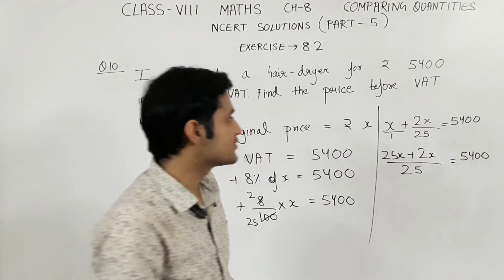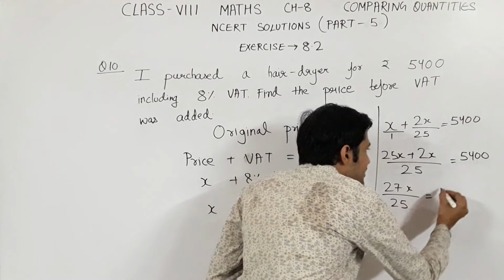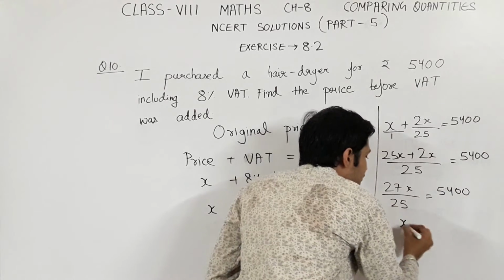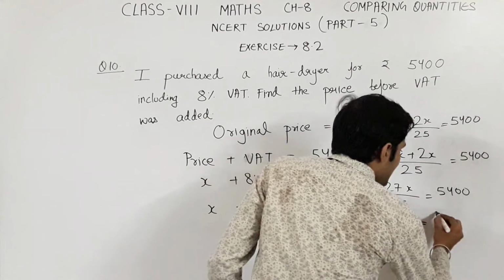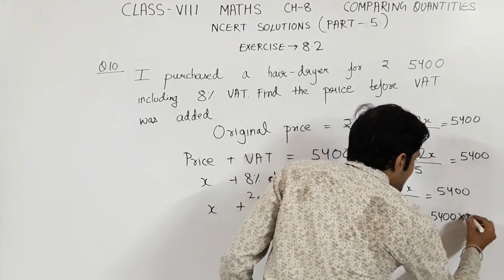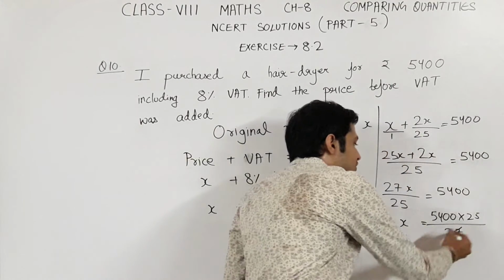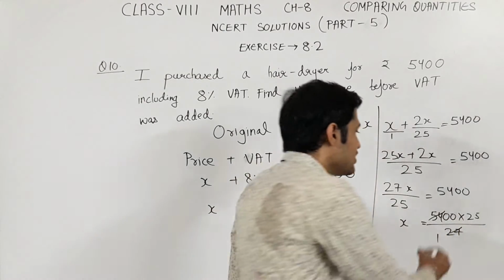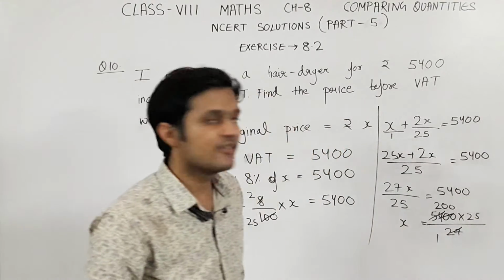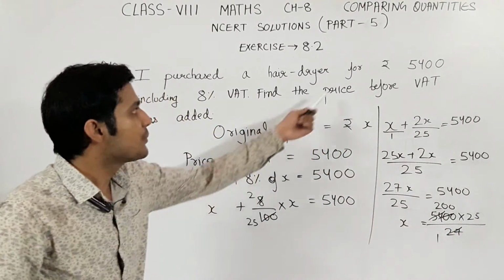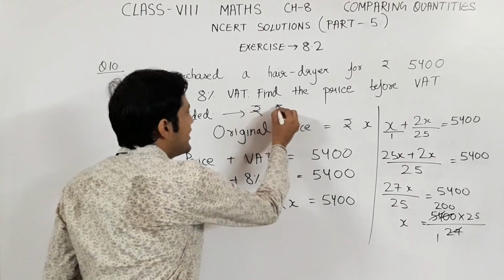So 25x plus 2x is 27x by 25 equals to 5400. We have to calculate the value of x. So by cross multiplication we can write 5400 into 25 divided by 27. So directly we can cancel 27 and 54. So here the answer will be 200, and 200 into 25 is 5000. So the price before VAT is what? This price will be rupees 5000.